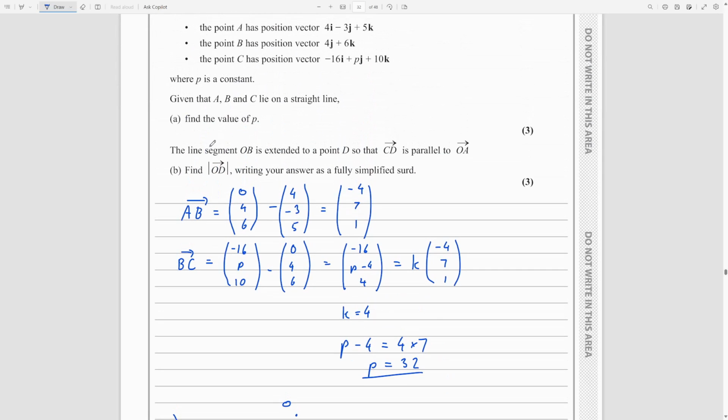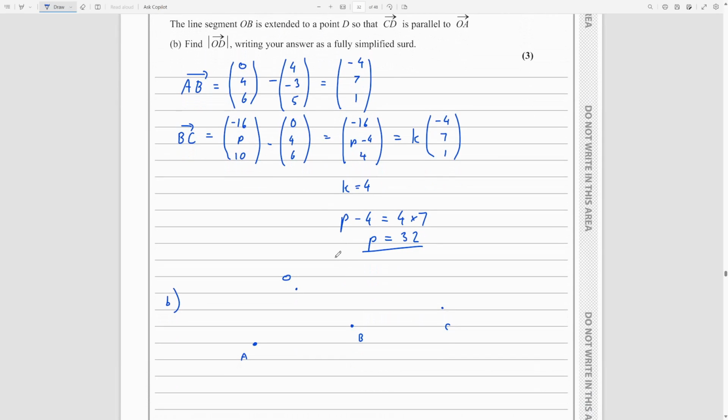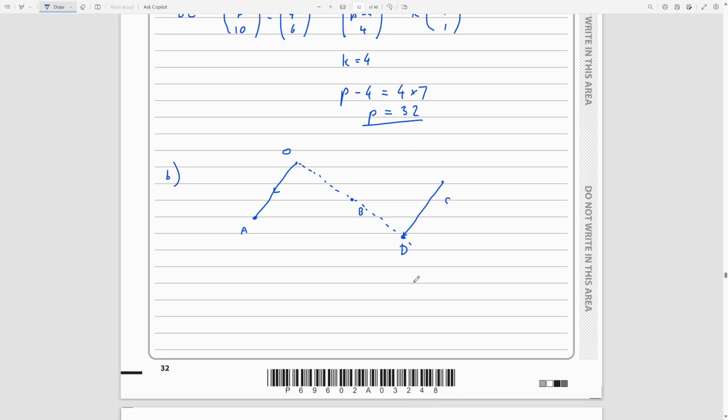And what have we been told? We've been told that the line segment OB is extended to the point D. So it will be extended some way along here, so that CD is parallel to OA. Well, OA is that. So we want CD to be parallel to that. So that suggests that D is about here. Find the modulus of OD. So let's actually try to work out what the point D is.